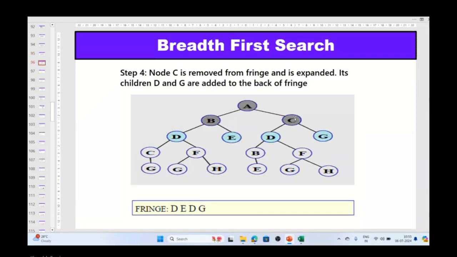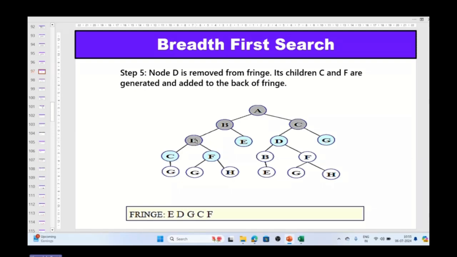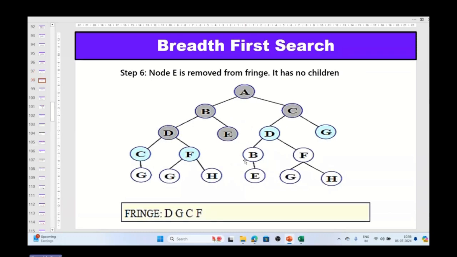Now C will be going out. D was already there. Now C is having two new children, that is D, G. They are also added. Next, D is going out, already gone out, because we have got these two. So E will be on the top of the stack. Now E will be going out. But in this turn, E is not having any children, so nothing is added to the list of nodes. At that point, we remove E and come back to the search.